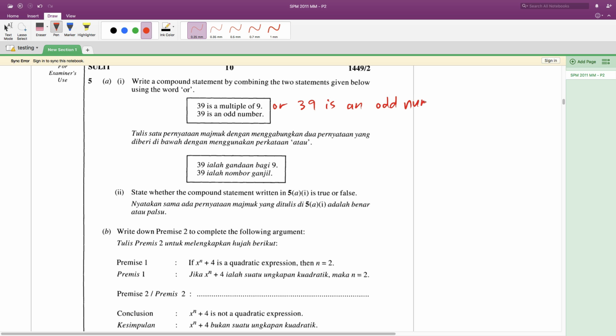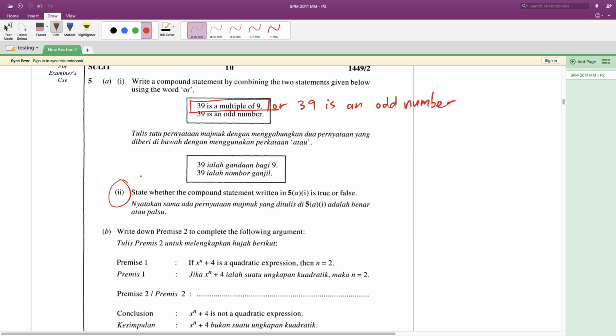Of course, you have to copy the first sentence. Over here, I just took a shortcut, so you have to write it out by yourself. You say, 39 is a multiple of 9 or 39 is an odd number. Then I think you will get only 1 mark for this.